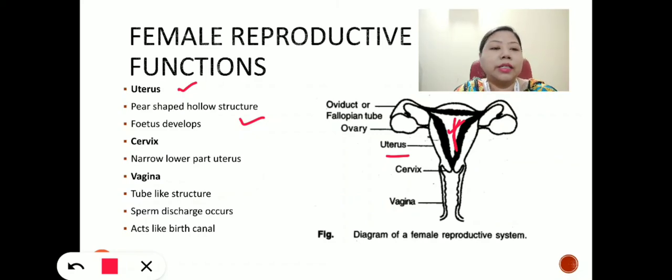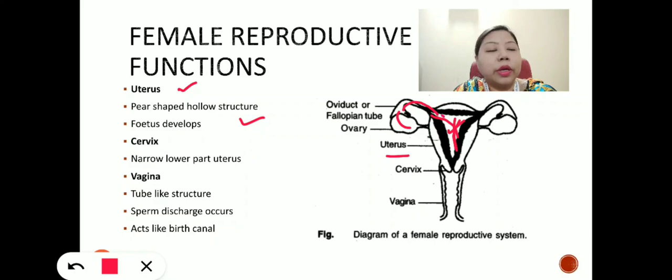So I said that when the egg is released, and at the time of the release of the egg, if the sperm enters the female body, the sperm will come to the fallopian tube and the fusion will take place. After the fusion of the male and the female gamete, what happens? The zygote is formed. Yes, and slowly the zygote will move towards the uterus, and the zygote is a single cell. It will keep on dividing several times, and it will form the embryo. The embryo further forms the fetus.